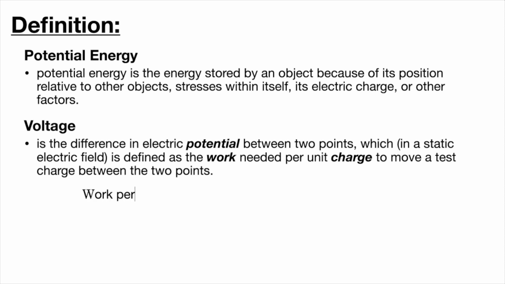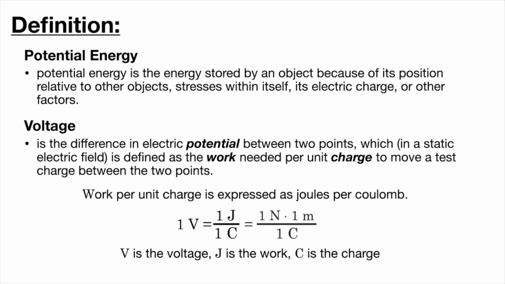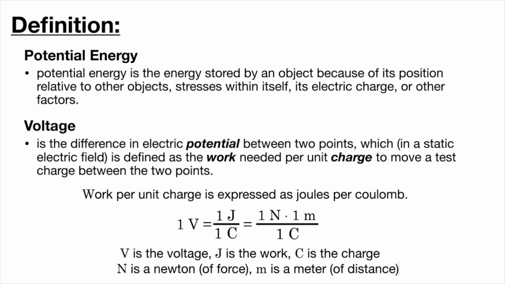Work per unit charge is expressed as joules per coulomb. So this can be written as 1 volt equals 1 joule per 1 coulomb, where V is the voltage, J is the work, C is the charge. This can also be expanded as 1 Newton times 1 meter per 1 coulomb, where N is a Newton of force and M is the meter of distance.